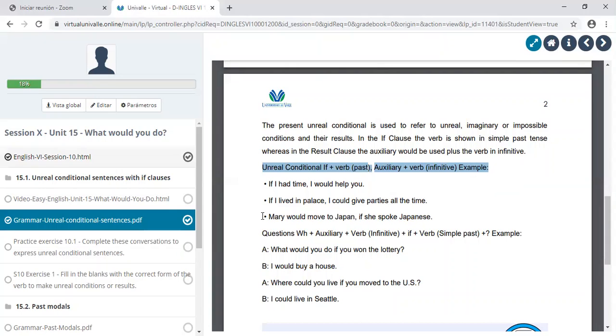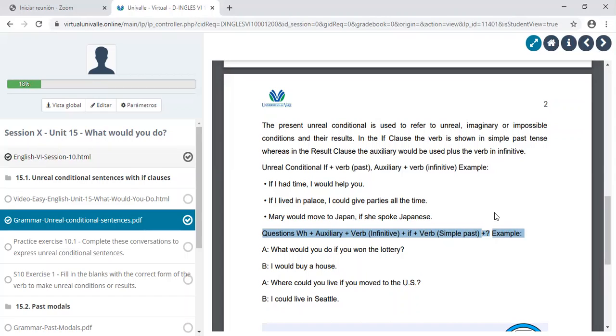Okay, and here we have another grammar structure to make sentences in interrogative. Questions: wh plus auxiliary plus verb in infinitive plus if plus verb in simple past. Example, what would you do if you won the lottery? ¿Qué harías si te ganaras la lotería? A possible answer, I will buy a house.